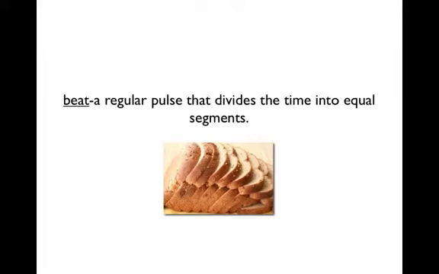Let's try just counting groups of 2. 1, 2, 1, 2, 1, 2, 1, 2. That sort of works. Let's try groups of 3. 1, 2, 3, 1, 2, 3, 1, 2, 3, 1. That sounds really awkward. Let's try groups of 4. I'm going to start this over again. 1, 2, 3, 4, 1, 2, 3, 4, 1, 2, 3, 4, 1, 2, 3, 4. That actually works really well and even better than the groups of 2.